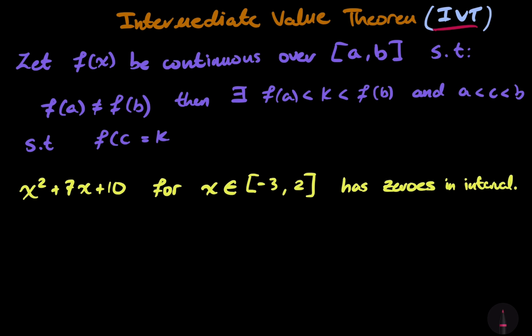So, what this theorem states is that if we have a function f of x, which is continuous over this closed interval from a to b, such that f of a is not equal to f of b, and a lot of times you'll actually see that f of a is strictly less than f of b, then there exists, that's what this backwards e means, some k value contained within the open interval from f of a to f of b, and some c value contained within the open interval from a to b, such that f of c equals k.